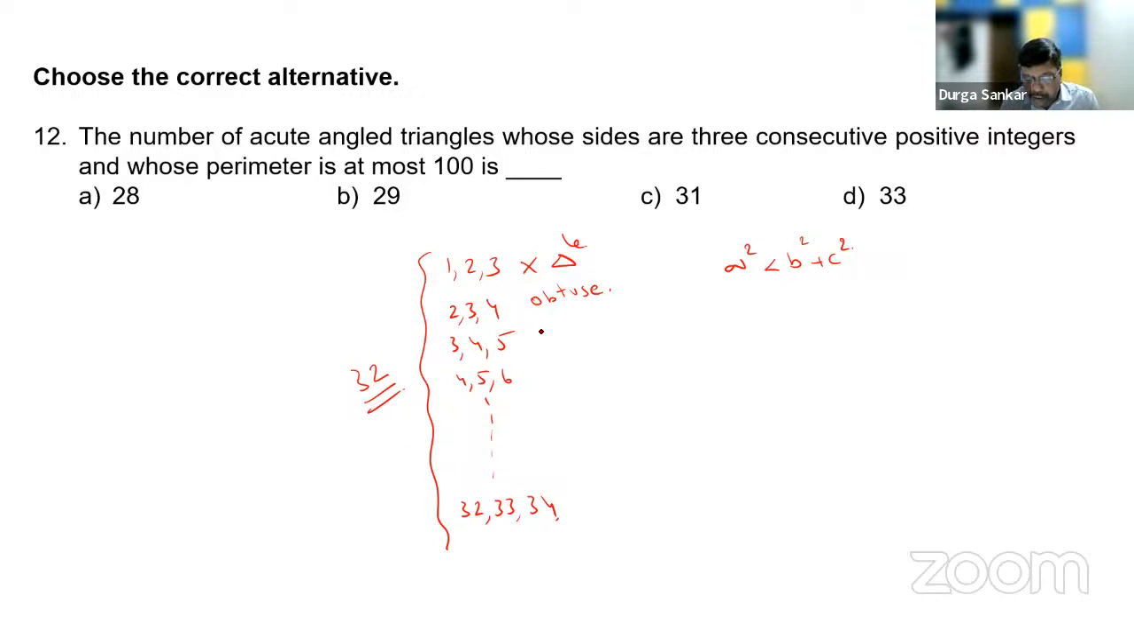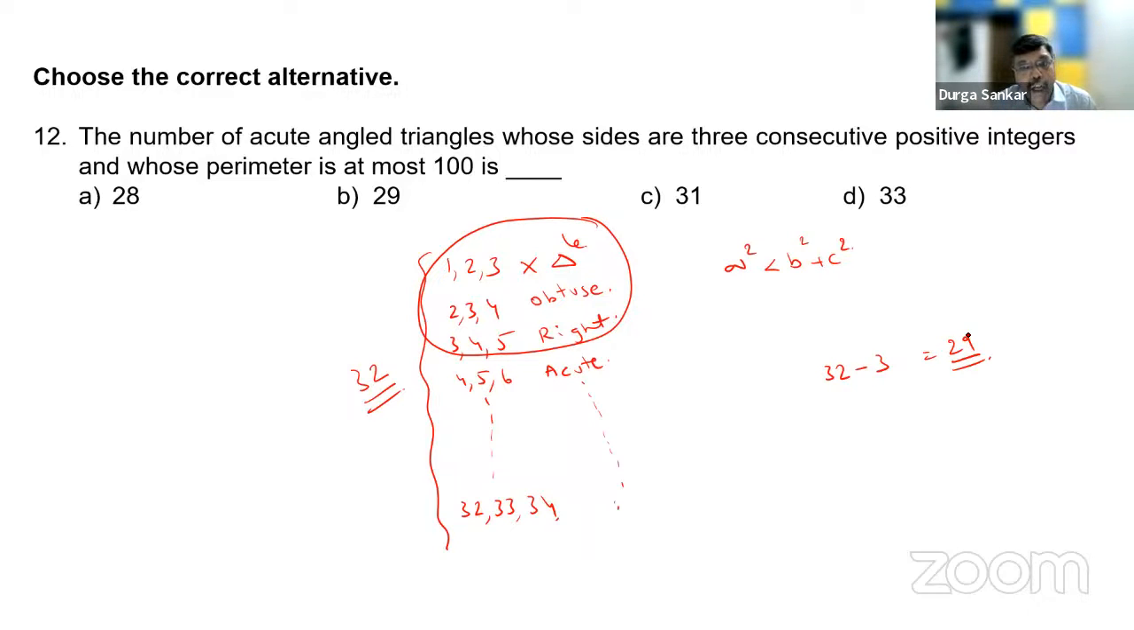3, 4, 5 forms a triangle, but it's a right angle triangle, a Pythagorean triplet. Now 4, 5, 6. 6 square is 36. 4 square plus 5 square is 16 plus 25, 41. 36 is less than 41. So yes, it's an acute angle triangle. And from here on, all are acute angle triangles. So from the total possibilities of 32, I need to remove these 3 cases. So 29 acute angle triangles are possible.